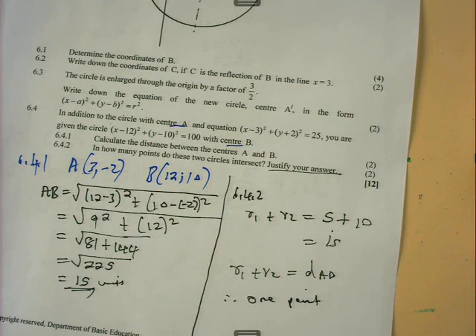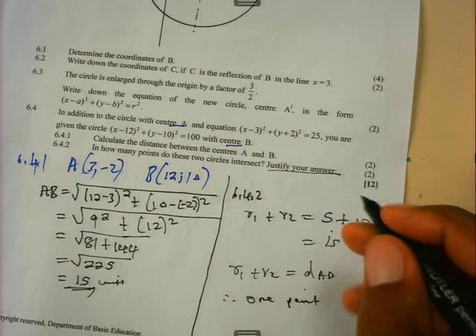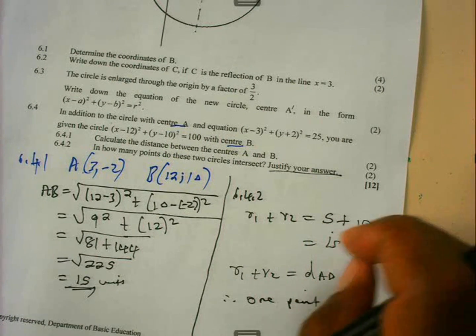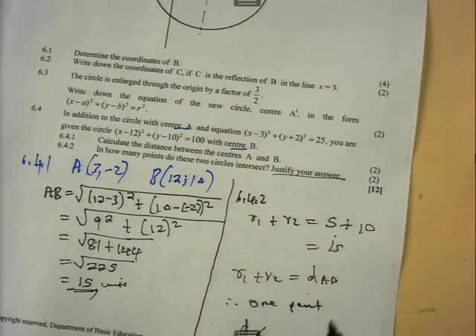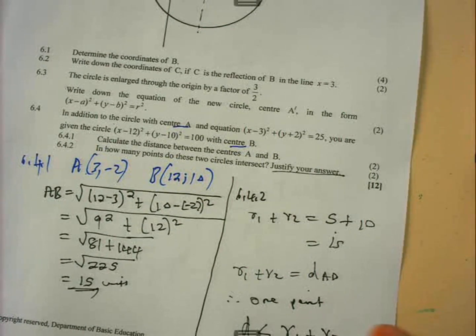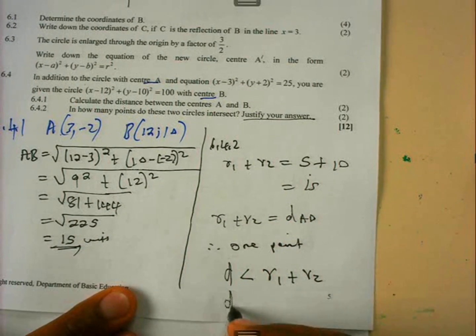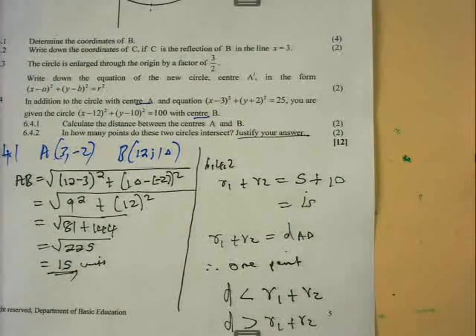Now remember also, they can ask you the same question where you find that the distance is greater than the sum of the two radii, or the distance is less than the sum of the two radii. If the distance is less than R1 plus R2, then the two circles will intersect at 2 points. But if the distance is greater than R1 plus R2, of course there is no intersection between the two circles.